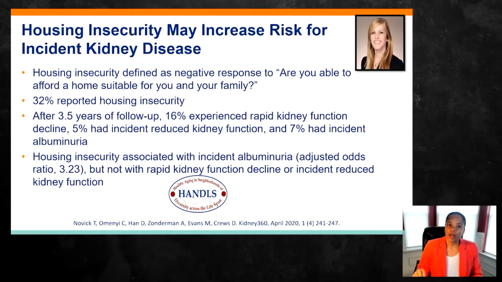5% of them newly developed a GFR that was less than 60, and 7% of them newly developed albuminuria during that time period. And we found that housing insecurity was statistically significantly associated with developing albuminuria, including after we adjusted for a number of different factors, but we didn't find that relationship with respect to the other outcomes that we examined.